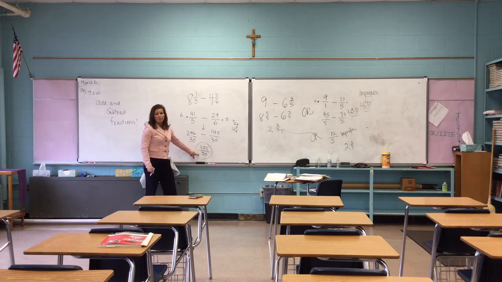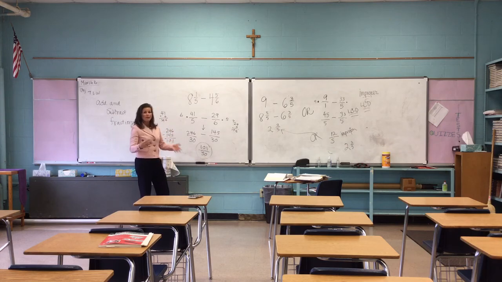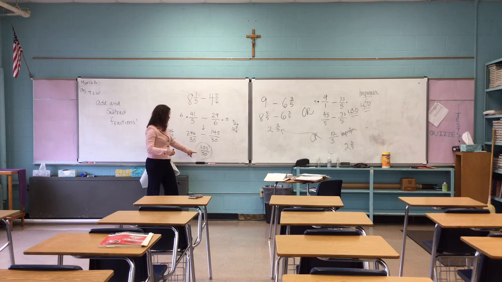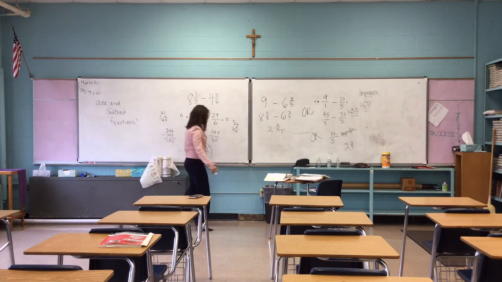I can leave this improper. I like improper, but if you like mixed numbers, change it. On the test, I'll take both, as long as your answer is in simplest form. Simplest meaning no factors in common. All right, so your answer should be 101 over 30. Hopefully you got that.